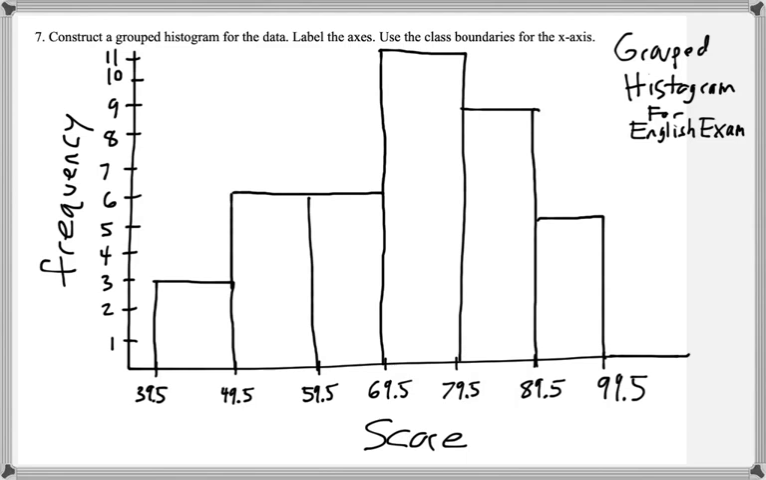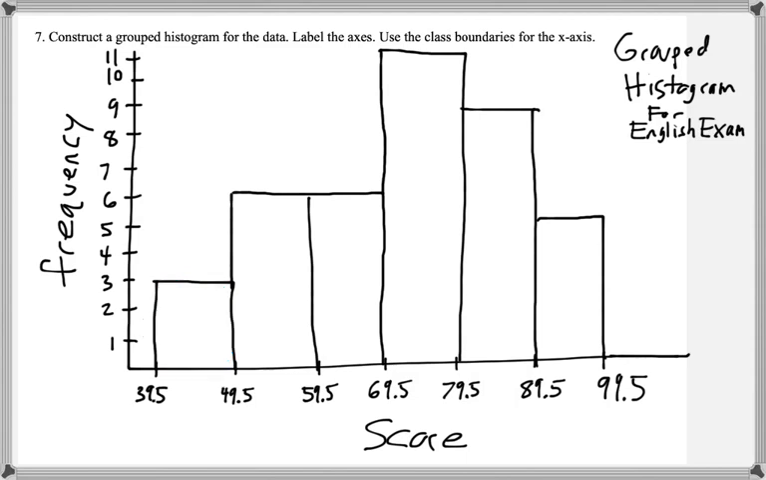So for the class boundaries, if we look at the 40s, I subtracted 0.5 from 40 to get 39.5, and I added 0.5 to 49 to get 49.5. So these would be the boundaries for the bar that represents the 40s.